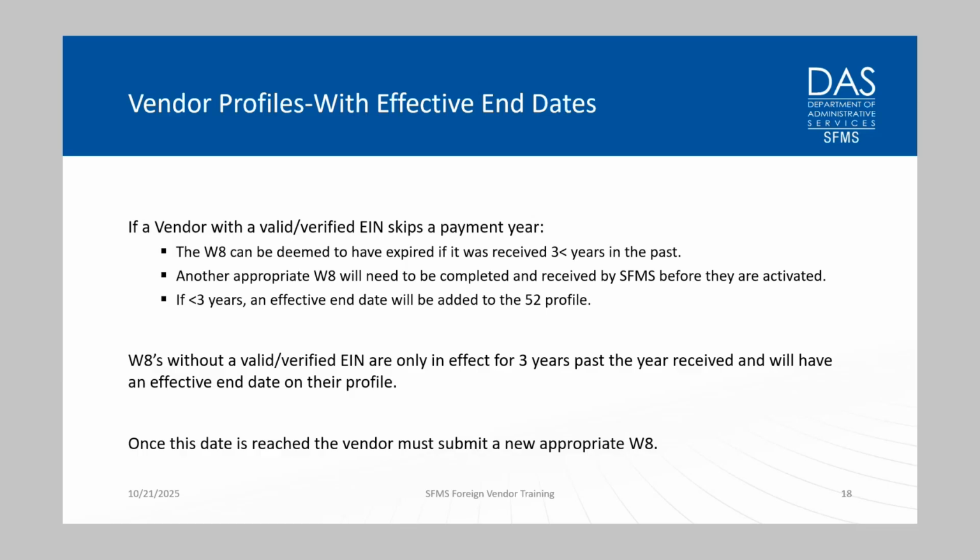W-8s without a valid or verified EIN are only in effect for 3 years past the year received, and will have an effective deadline date in that line and on their profile. And once this date is reached, the vendor must submit a new appropriate W-8 before I can open and activate for payment.